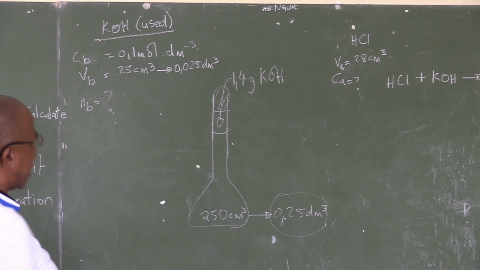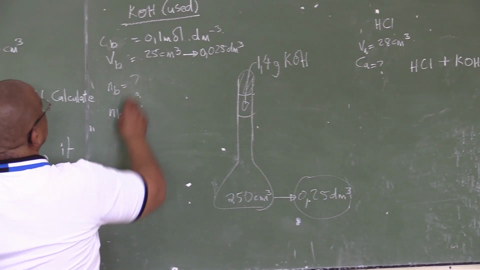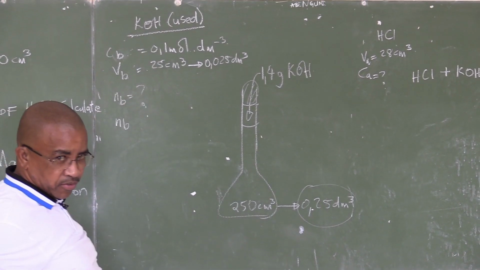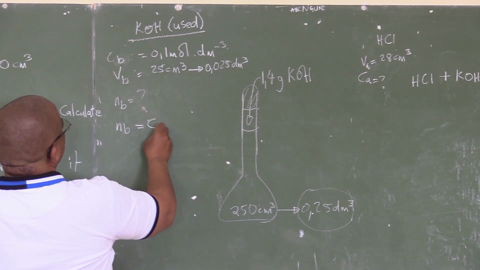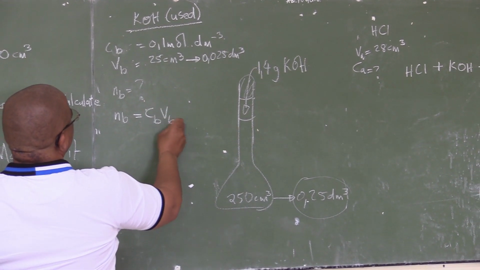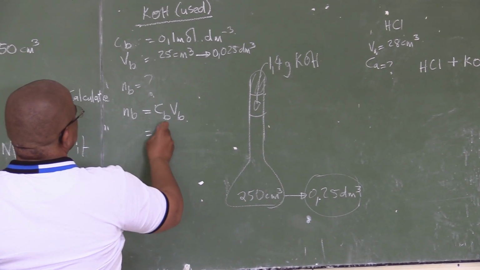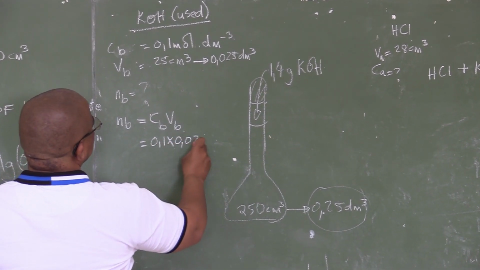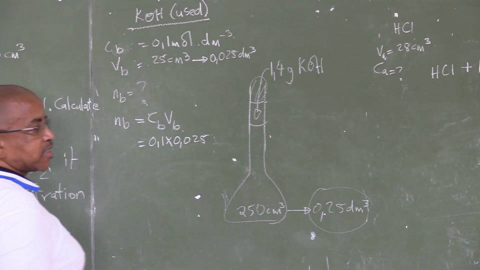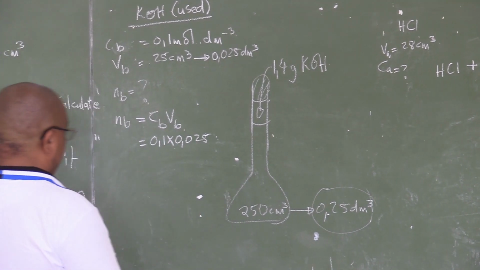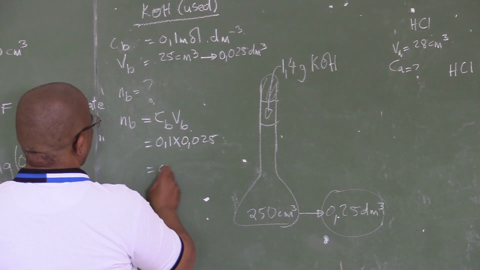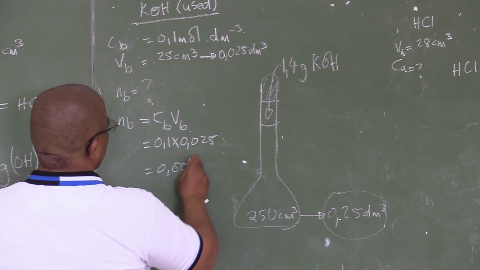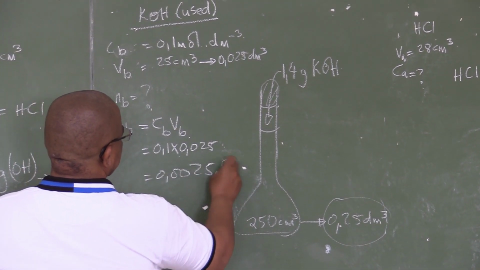Right, so what is the number of moles of the base used? Don't forget that. Used is what? Concentration of base times volume of base. Concentration of base is 0.1, volume of base is 0.025. 0.1 times 0.025 is 0.0025 moles.